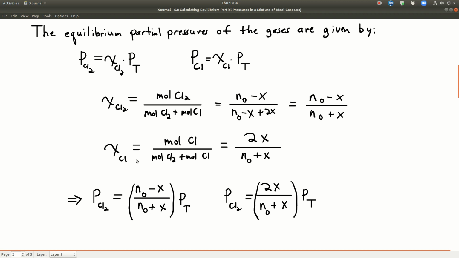Likewise, the mole fraction of atomic chlorine will be the moles of atomic chlorine, which is 2X, over the same thing, which is N0 plus X. So what we're going to do is substitute these expressions in for the mole fractions in these equations right here, and we see that the partial pressure of chlorine is this times the total pressure. This is supposed to be atomic chlorine; I'm so used to writing Cl2. Partial pressure of atomic chlorine is 2X over N0 plus X times the total pressure. All right, so carry that over.